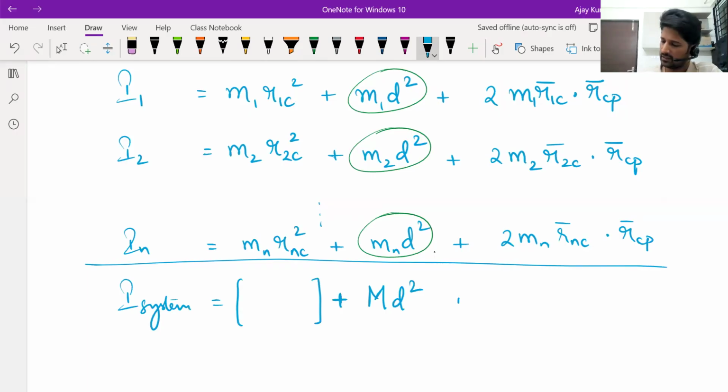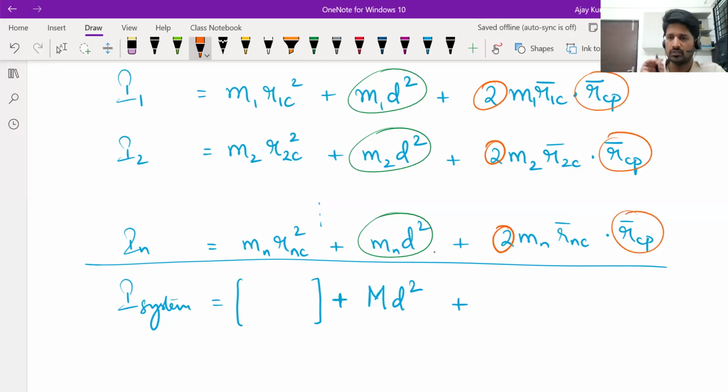And then the last term. The last term is interesting. If you add all the last terms, you can see that 2 is common, and dot RCP is also common. Let's put them aside. What will you be left with? M1 R1C plus M2 R2C plus so on up to Mn RNC. 2 and RCP are common, so you take 2 RCP common, and you will be left with the dot product of sigma mi ric.